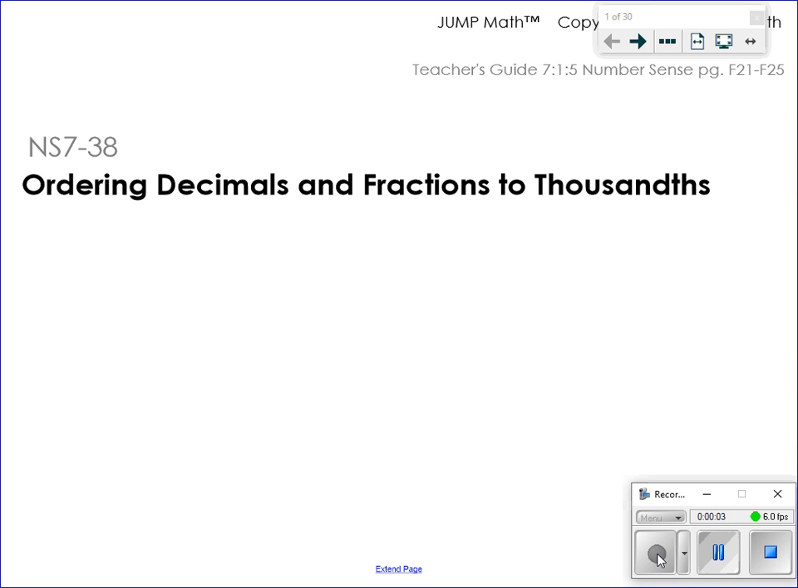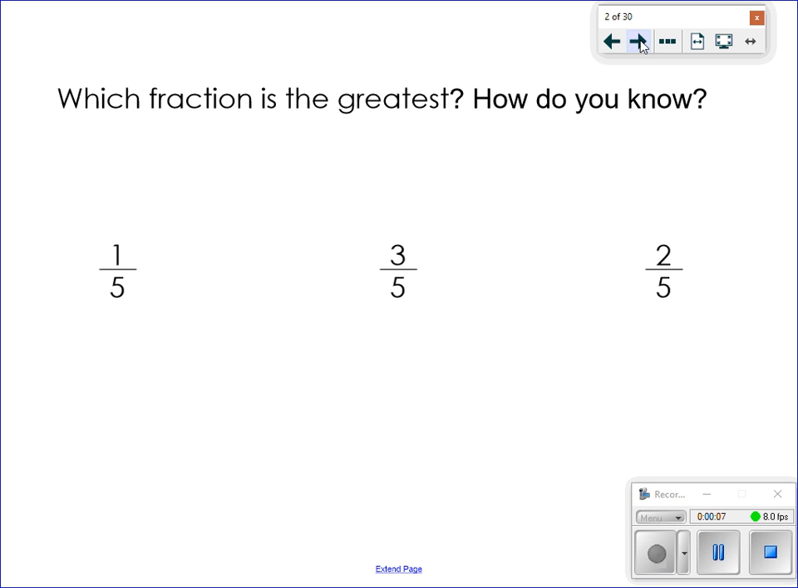Today we're going to talk about ordering decimals and fractions to the thousandths. Okay, so if you were given these three fractions, it's easy to tell which fraction is the greatest because they all have a common denominator of 5. So if my pie is cut into 5 equal pieces and I've got 1 piece or 3 pieces or 2 pieces of those 5, I know right away 3 pieces of those 5 would be the greatest.